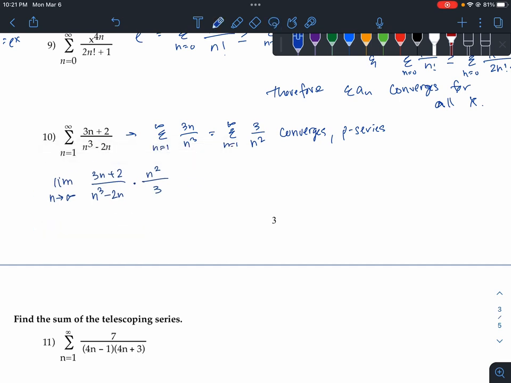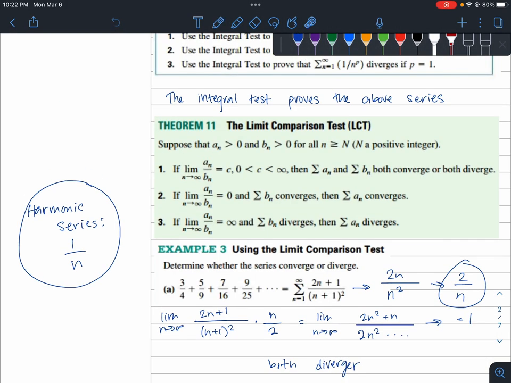Okay, so then this would be equal to the limit as n approaches infinity of 3n cubed plus 2n squared divided by 3n cubed minus 2n. And through L'Hopital's rule, if you keep going through that, you'll get a ratio, 3 divided by 3, which would be 1. So this limit is going to be equal to 1, which again is between 0 and infinity.